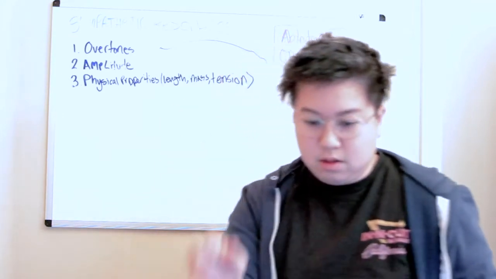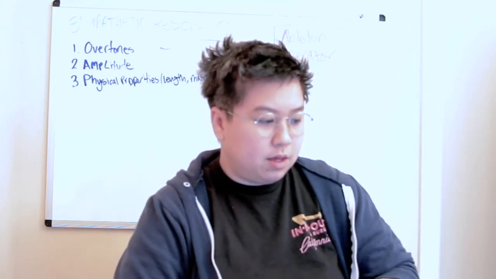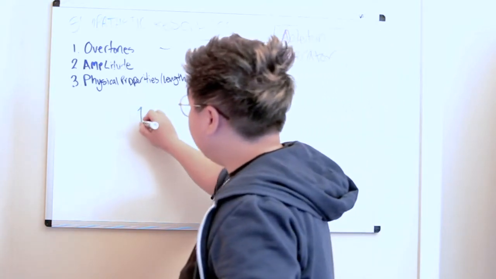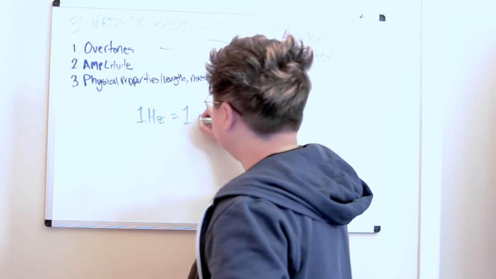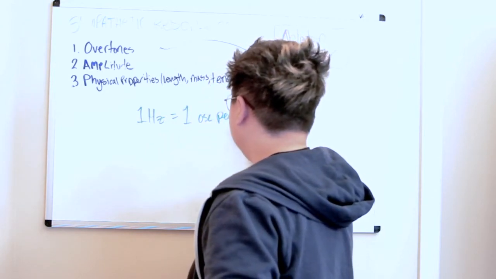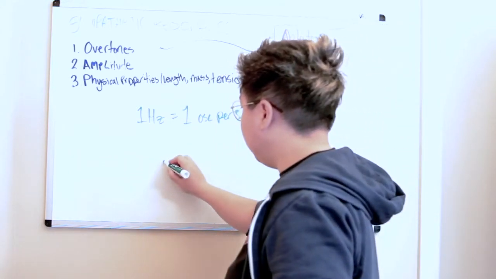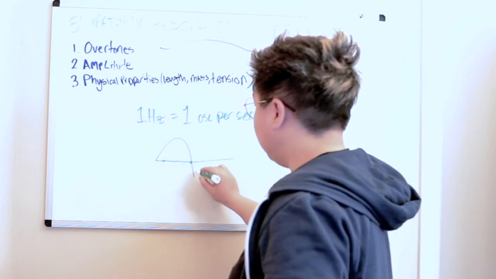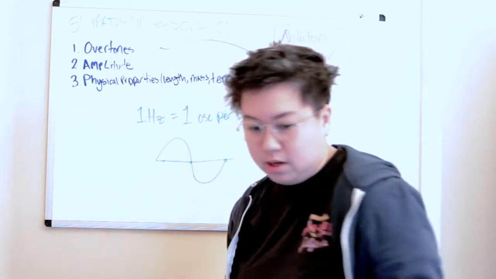Also, let's talk about wavelengths. So wavelength, a hertz. 1 hertz equals 1 oscillation per second. And what that means is that the wave goes up, down, meets at the node, goes down, and does 1 cycle. That is 1 oscillation.